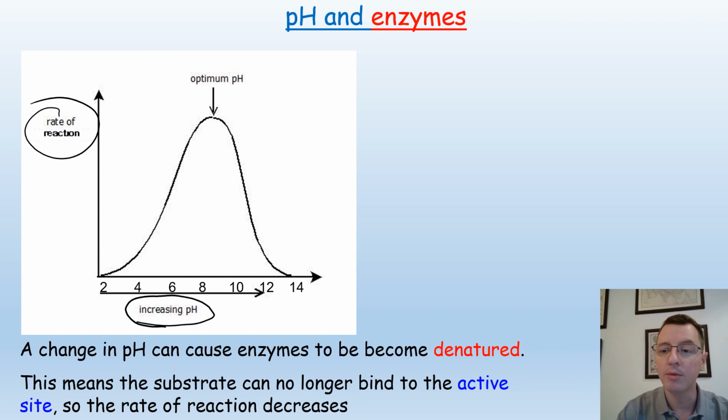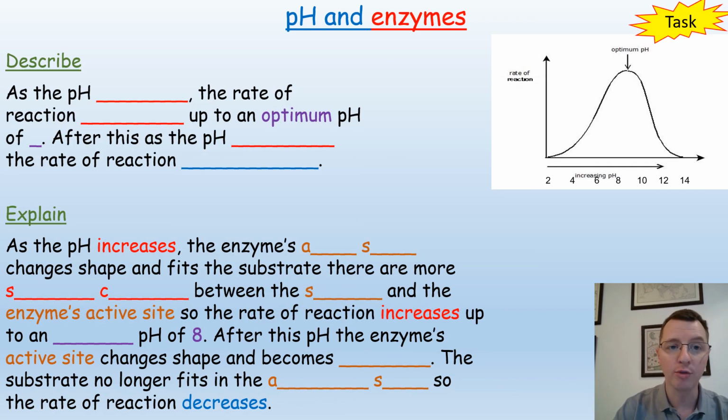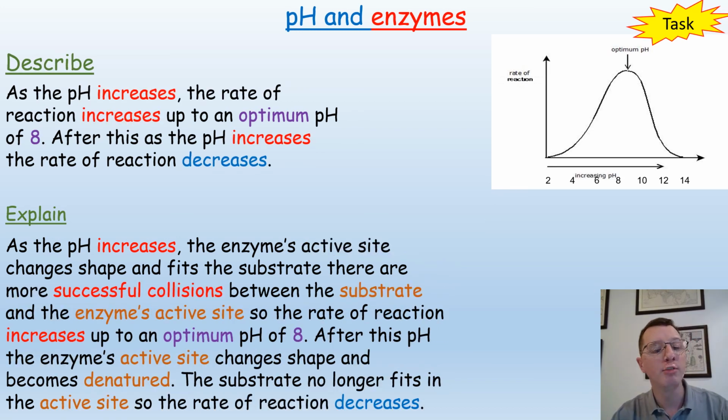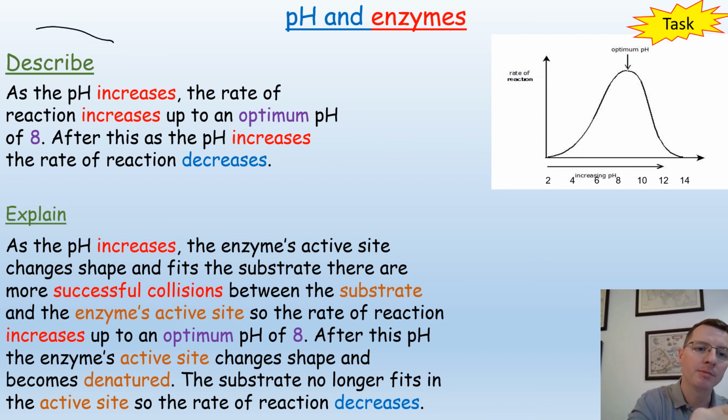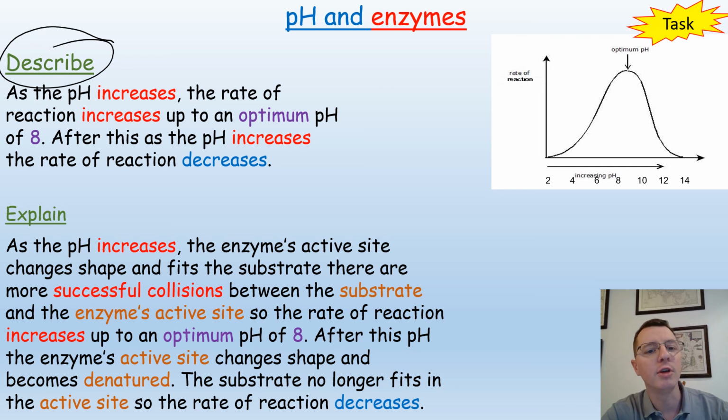What I'd like you to do is to look at the next slide, pause the video, copy out the two paragraphs. Can you describe and explain what's happening in this graph? So here are the answers. First of all, let's try and describe the graph. As the pH increases, the rate of reaction increases up to an optimum pH of 8. After this, as the pH increases, the rate of reaction decreases.